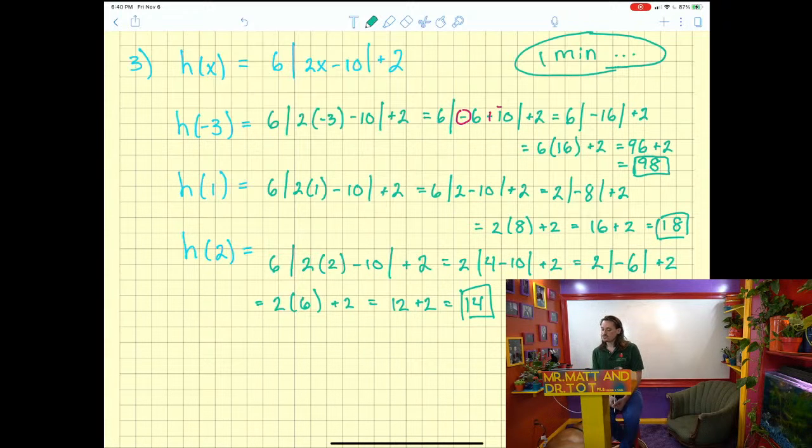And h of 2, we have 6 times the absolute value of 2 times 2 minus 10, quantity plus 2. 2 times 2 is 4. 4 minus 10 is negative 6. The absolute value of negative 6 is just positive 6. So 2 times positive 6 is 12, plus 2 will give you 14.